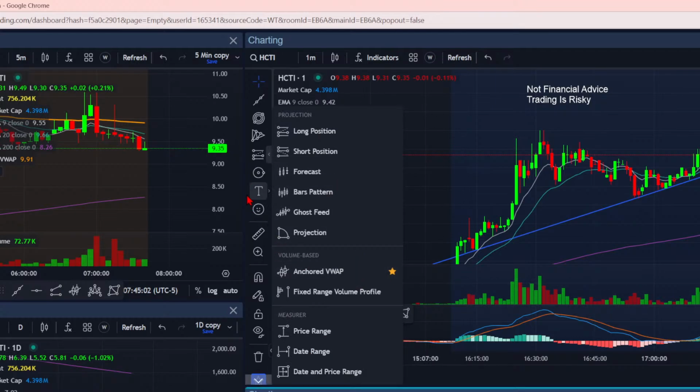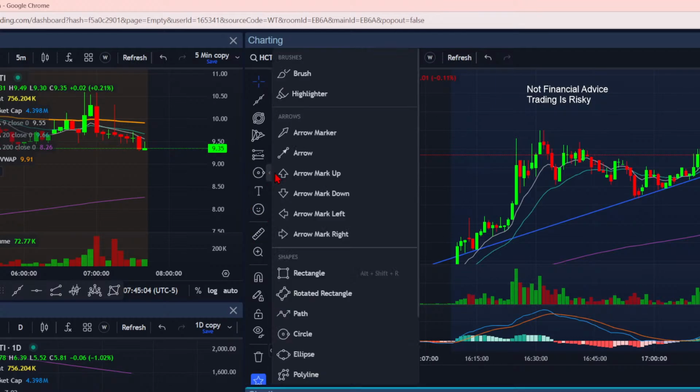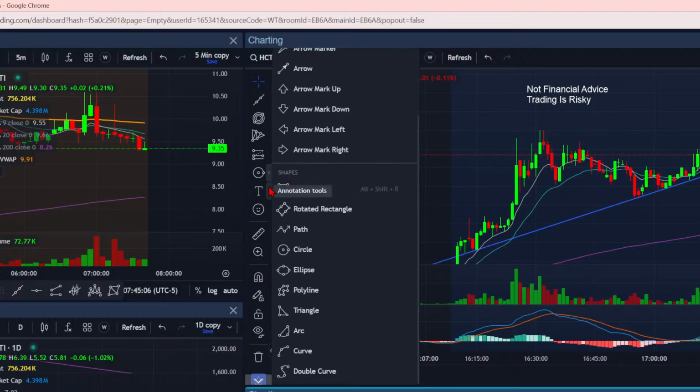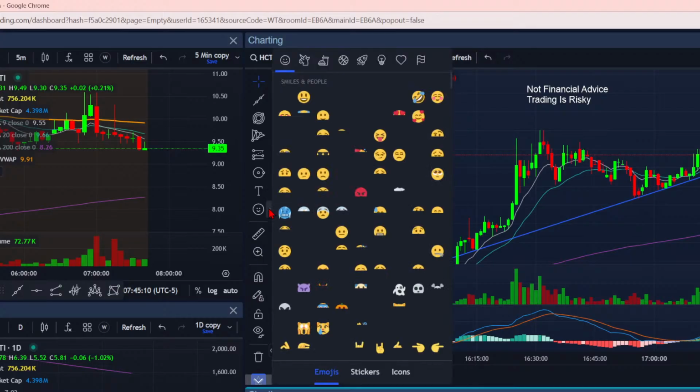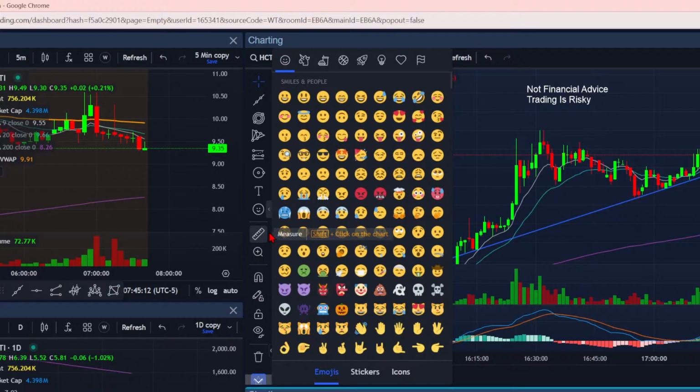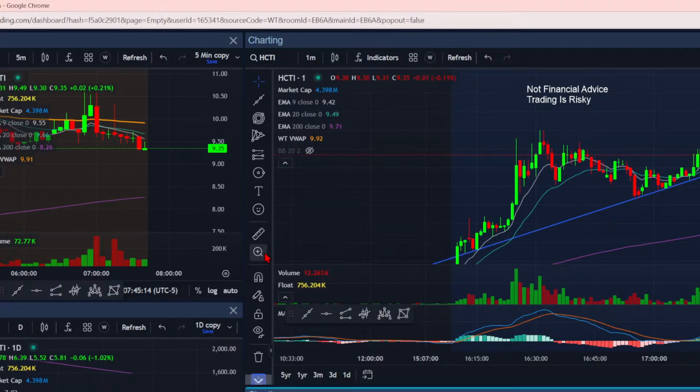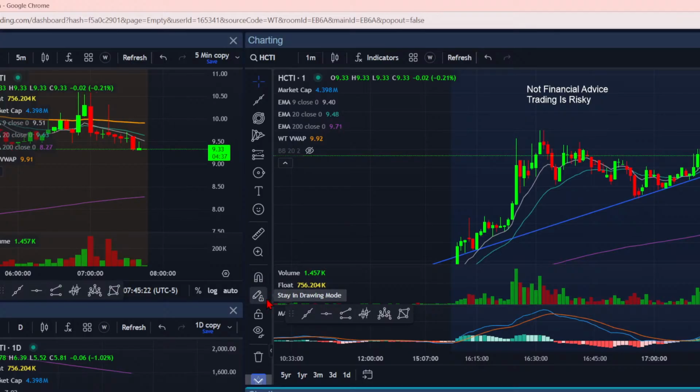None of these are. They start having triangles and stuff. Text, if you want text, emojis. Rulers to measure. I don't really know what that's for. Zoom in, magnets to close. I don't use that either. I sometimes stay in drawing mode, and then lock all drawings is cool. Hide all drawings is pretty cool too, if you want a clear vision.